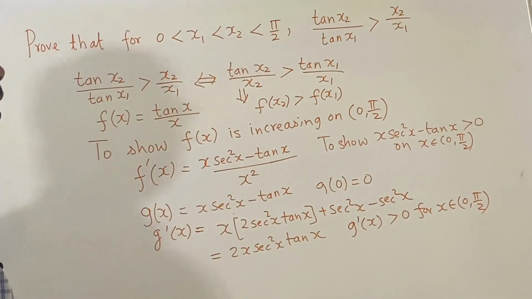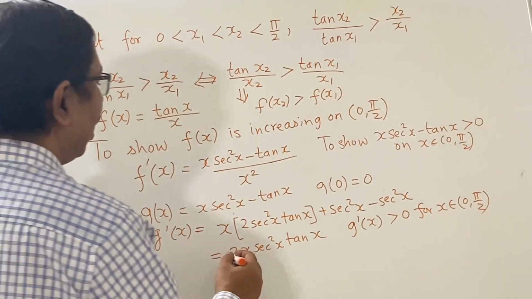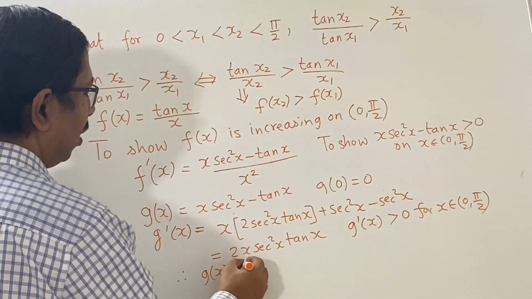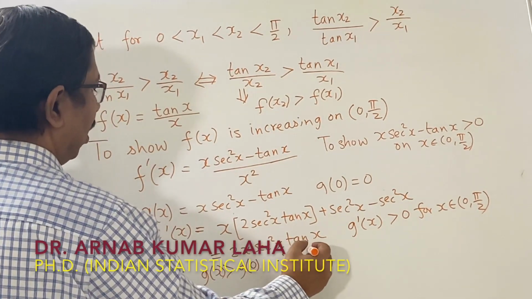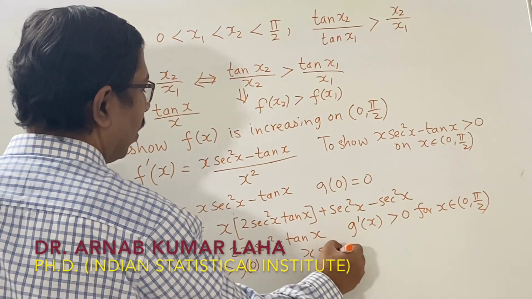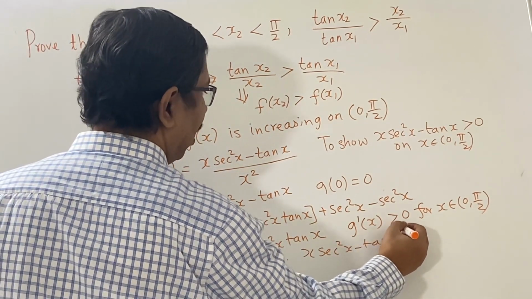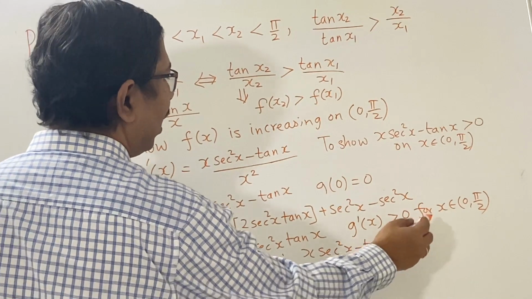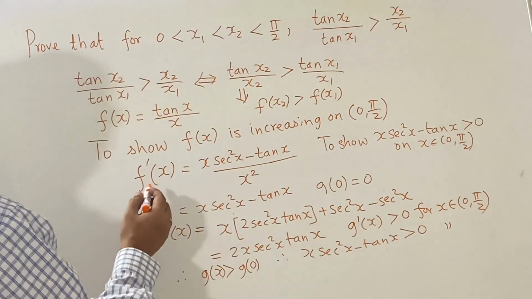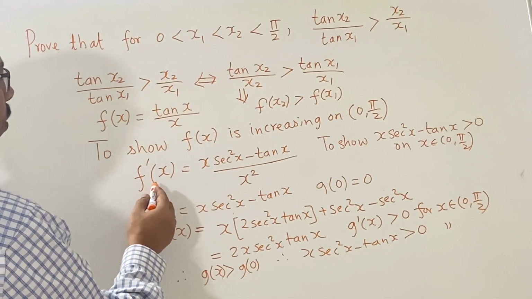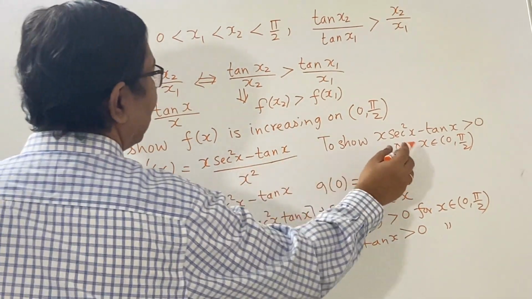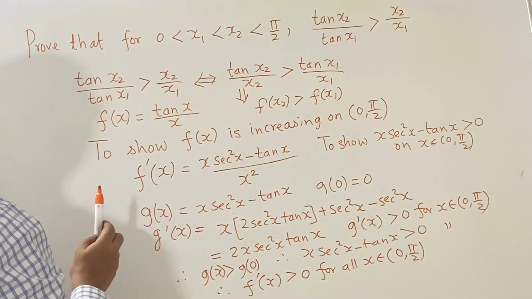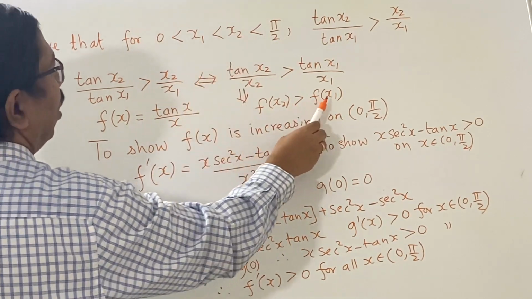On the interval 0 to pi by 2, we see that this derivative is greater than 0. So g(x) is greater than g(0), and therefore we can say that x sec square x minus tan x is greater than 0. And since x sec square x minus tan x is greater than 0 for all x in this interval, we can conclude that f prime x is greater than 0 for all x in this interval. So f is increasing on this interval. So we can conclude that whenever x1 is less than x2, f(x1) is less than f(x2).